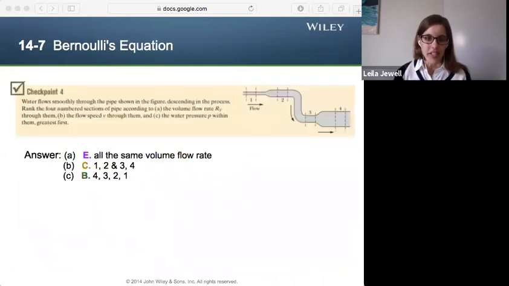All right, so we see they do have all the same volume flow rate. 1 is moving the fastest, then 2 and 3 tie for the same speed, and 4 is the slowest. In terms of pressure, 4 has the highest pressure, then 3, then 2, then 1 has the lowest amount of pressure for the reasons we outlined before.